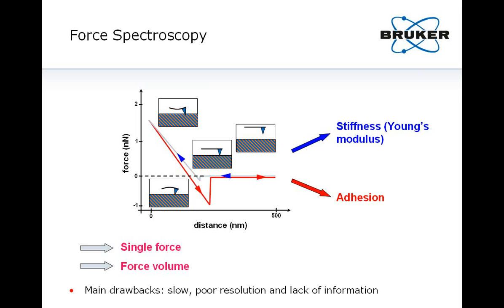Moreover, this technique is very slow compared to AFM imaging modes like contact mode or tapping mode, which can be a problem when you work on living cells. And the consequence is that it suffers from a lack of resolution. And as I said, it's not very informative. You can only extract adhesion and stiffness.